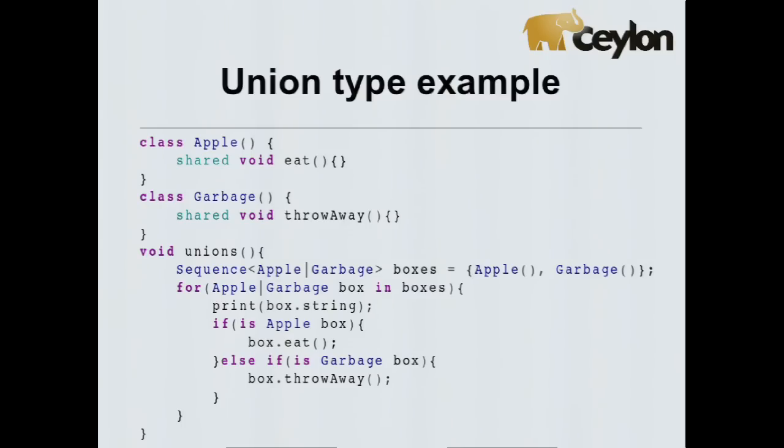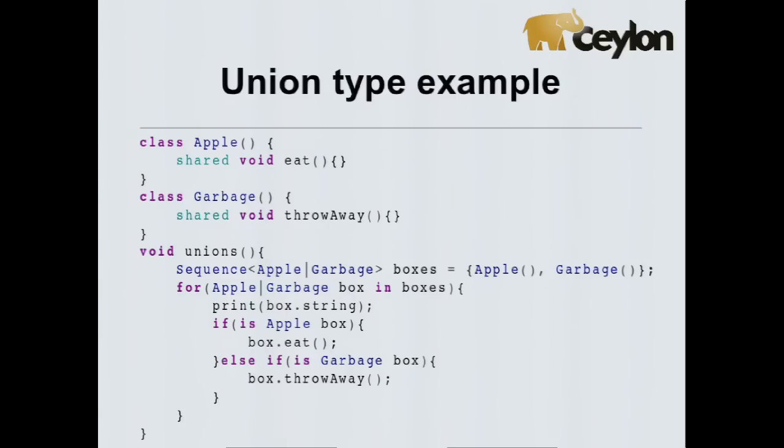So if we iterate all those boxes, we have a box which is of type apple or garbage. What can we do with it? We can read the string attribute. Why? Because they have a common supertype, which is object, which defines string. So string is well defined. But if we want to call methods of an apple, we need to check, is it an apple first? So we do is apple, and if it's an apple, then we can call eat.